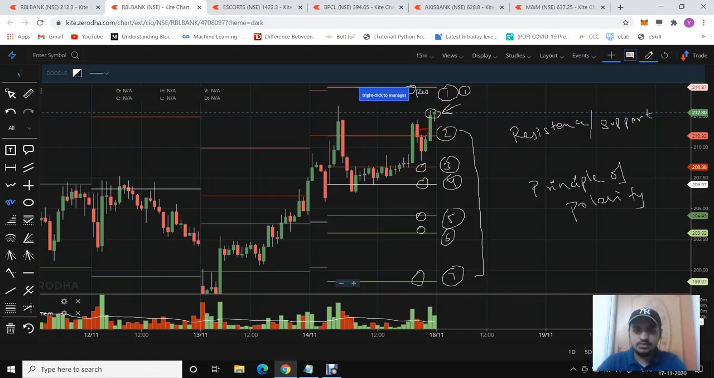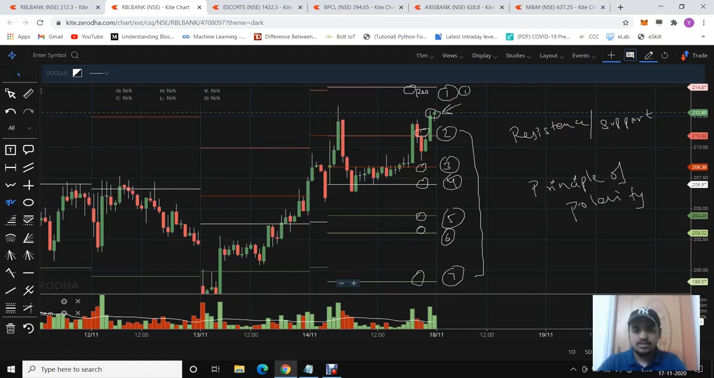As I told you, pivot points are nothing but support resistance levels. These levels will act as support or resistance most of the time, not every time. It doesn't mean that if there's a pivot point, 100% or always your stock will take resistance from that point. There's a 60 to 70% chance that the price will take resistance or support from a pivot point.